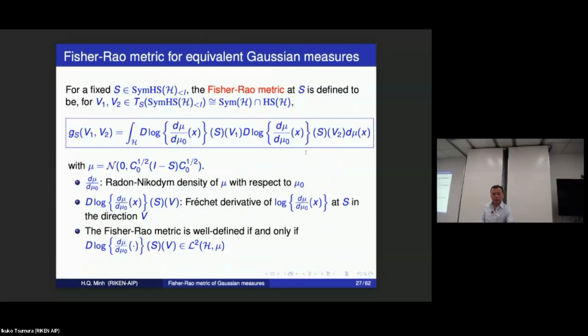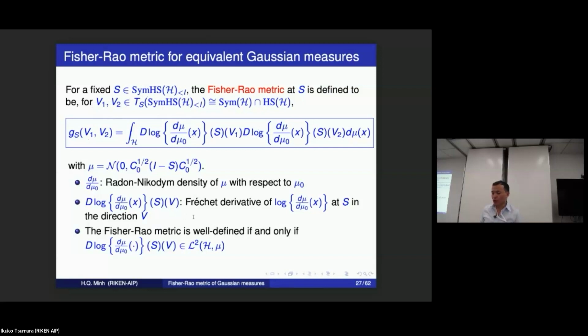So the expression for the Fisher-Rao metric: before that, we have the density function, we differentiate with respect to different parameter theta i. In the more general setting, we use the Fisher derivative. First we have the Radon-Nikodym densities, and then we compute the Fisher derivative at each point s on the manifold of the parameters, and v1, v2 here are the tangent vectors at s. So this is the general expression for the Fisher-Rao metric.